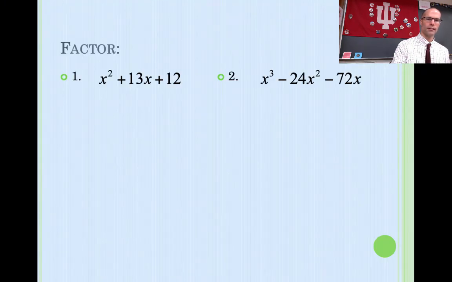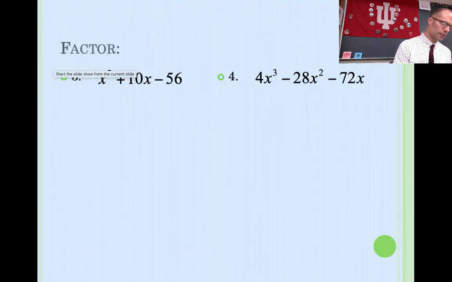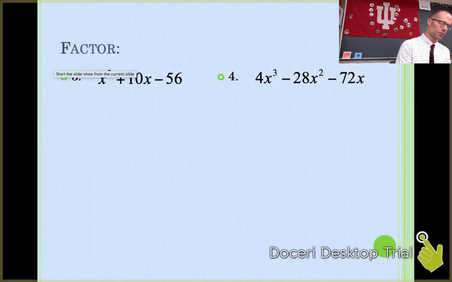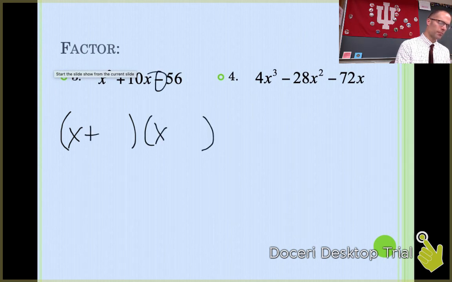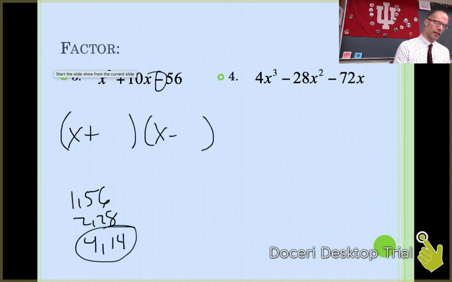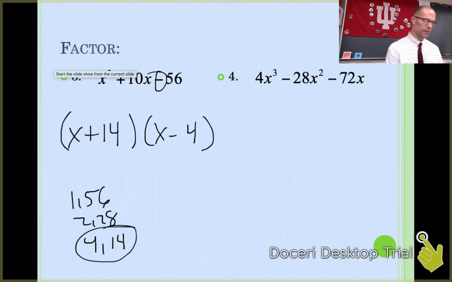Alright, we take a look at the next set here. So we've got x squared plus 10x minus 56. So there's no GCF on this one, so we'll have an x and then an x. C value sign is negative, so that means my signs are opposites. And then 56, well, you've got 1 and 56. You've got 2 and 28. You've got 4 and 14. Boom, there's my combination. So we'd have to have a positive 14 and then a minus 4 to get a positive 10.